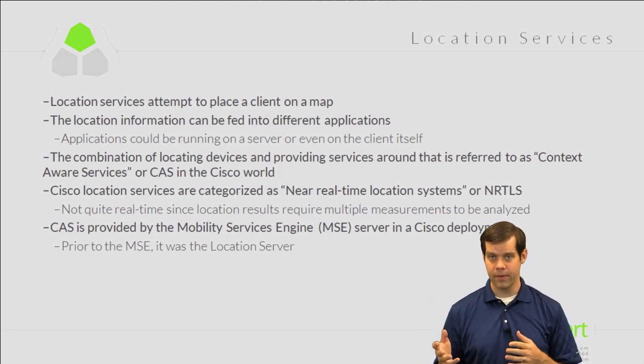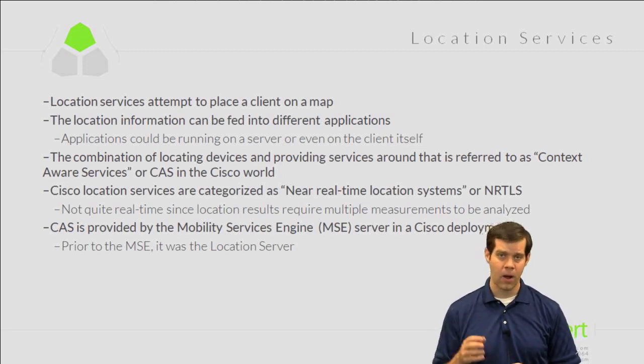This combination of providing the location information and services around it is referred to in the Cisco world as context-aware services, or CAS for short. On the Cisco side, the location services are categorized as a near real-time location system, or NRTLS. Near real-time because it takes a couple of measurement cycles to actually put a client on a map. So while it's not 100% real-time, it's very close to it.